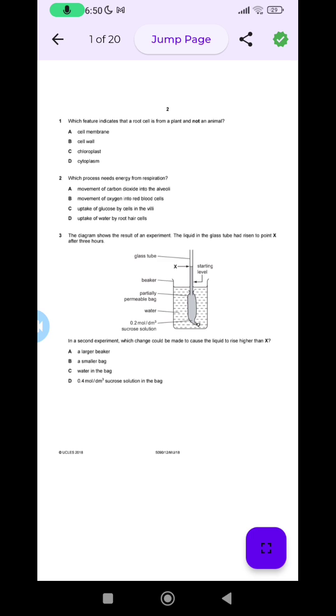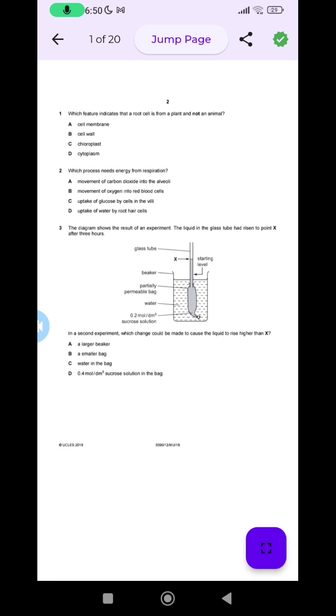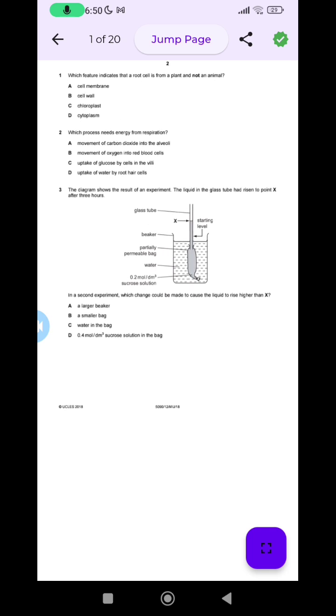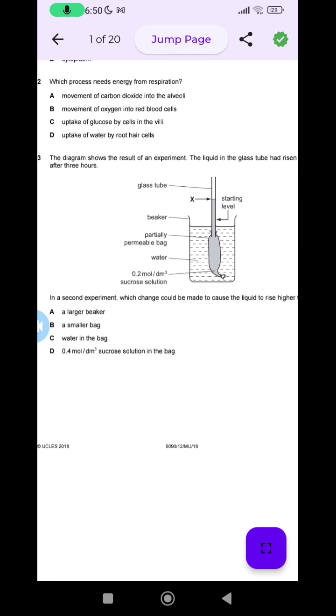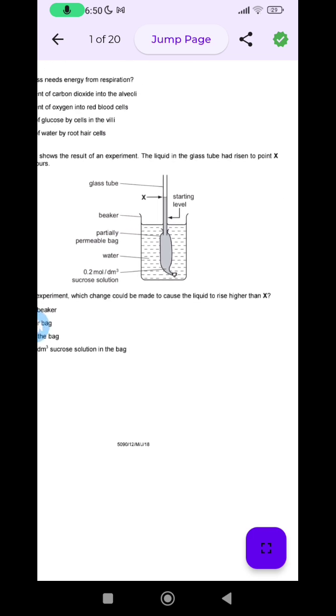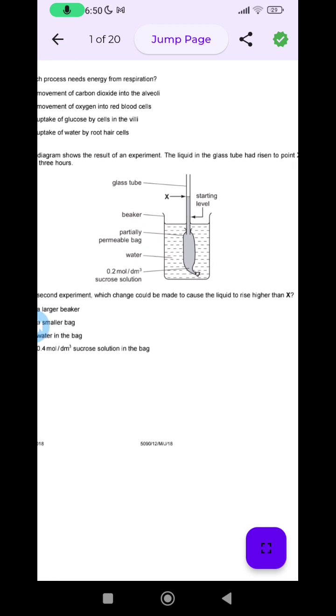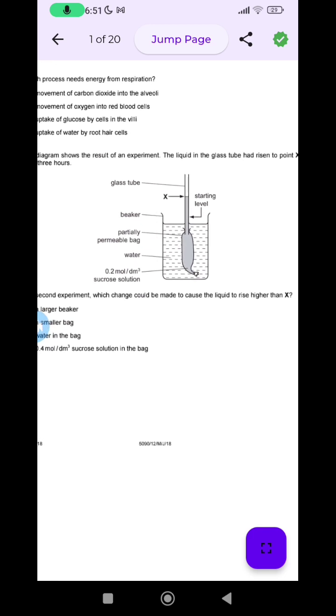The diagram shows the result of an experiment. The liquid in the glass tube had risen to point X after 3 hours. Now we can see the diagram over here as well. The concentration of the solution in the bag is 0.2 moles per decimeter cube. Now let's see the options. In a second experiment, which change could be made to cause liquid to rise higher than X? This means they are telling us which change will result in more water moving from the beaker into the bag so that the water level rises from X. Now let's look at the options.